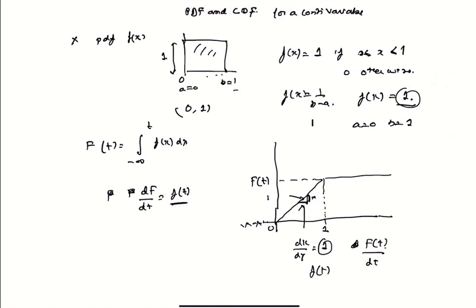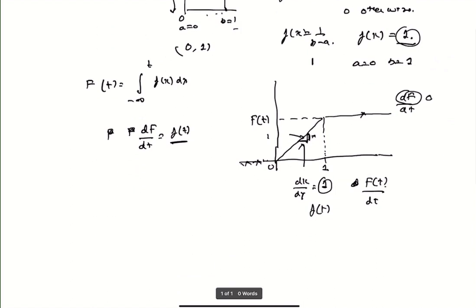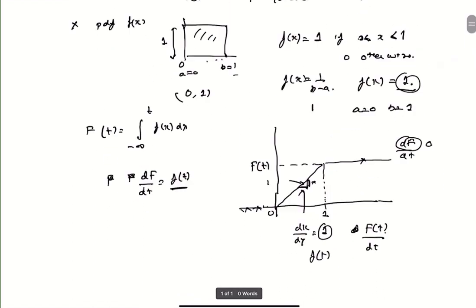What happens when it's here? When it's here, there is no rise, so it's going to be 0 anyways, and here also it's going to be 0. Although F of t is 1, if you try to differentiate it here, this is going to be dF over dt, but dF is 0, so this is going to be 0, and same as here. So we can get the density function at most places where it is interesting, because it's changing, or the distribution function is interesting, by differentiating it.